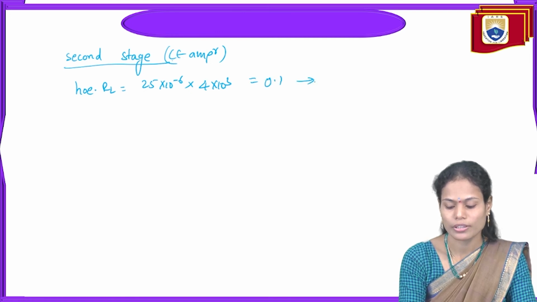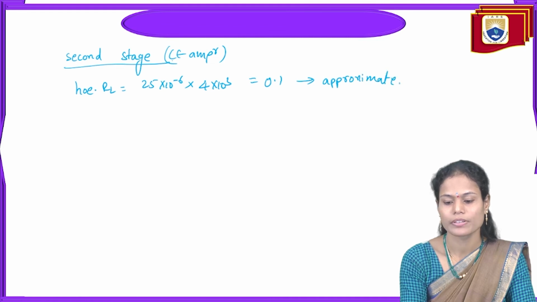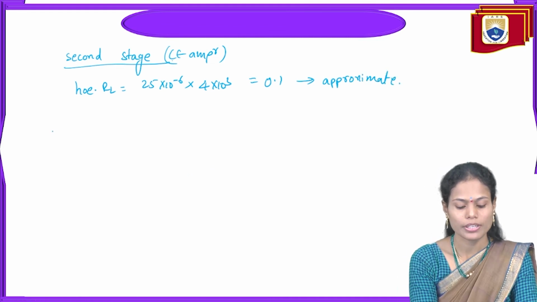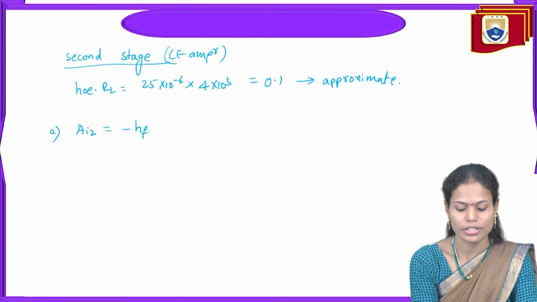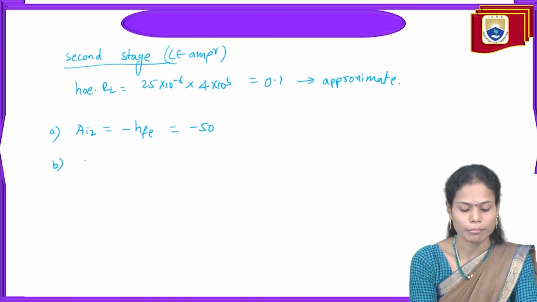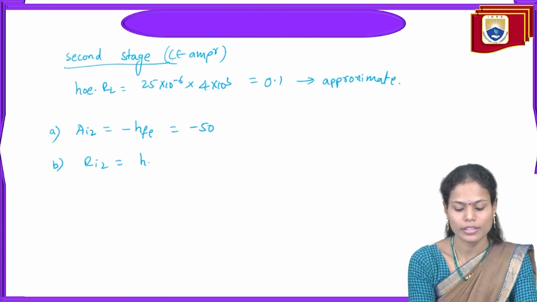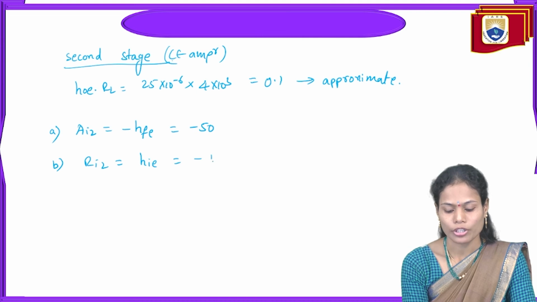So we need to go for the approximate analysis. In the approximate case, the current gain of the second stage is minus HFE directly, so that value is minus 50. And the input impedance RI2 is directly the input impedance of the second stage, that is 1.2 kilo ohms.